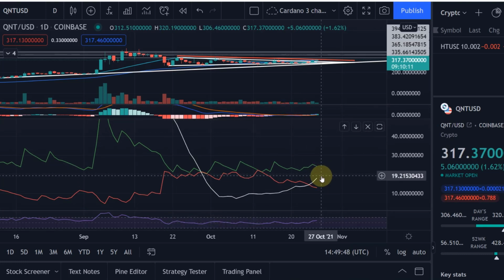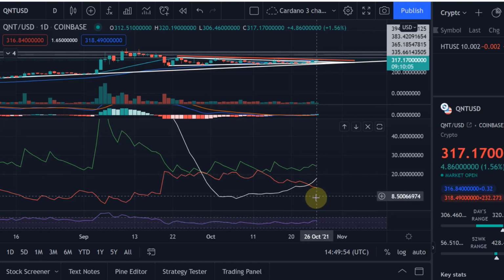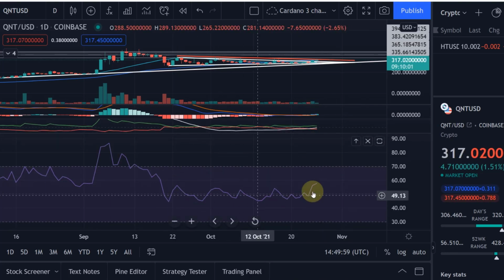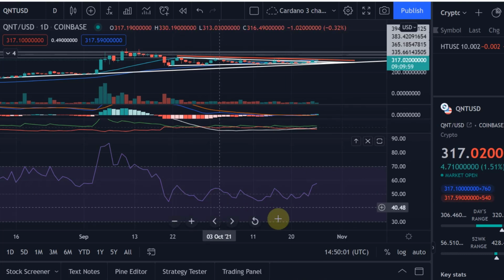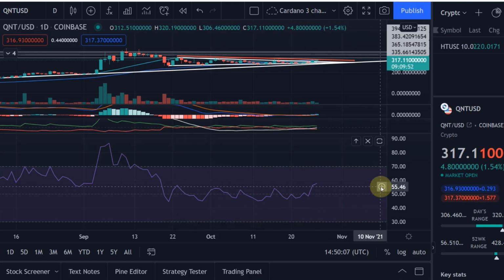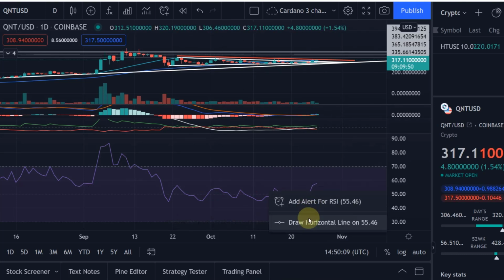Also the ADX is giving us a buy signal. When it's crossing the 20 line, which it will do, that white ADX line, then that can be considered a buy signal as well. And on the RSI, we are above the 50 line. So we have actually just had something like a breakout. An RSI breakout could also be considered a buy signal.